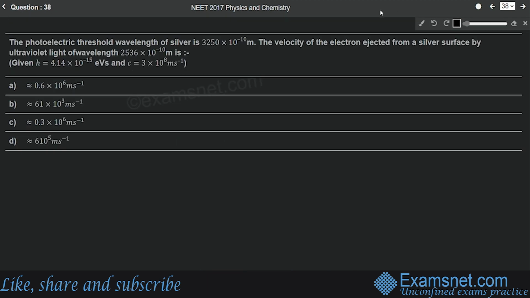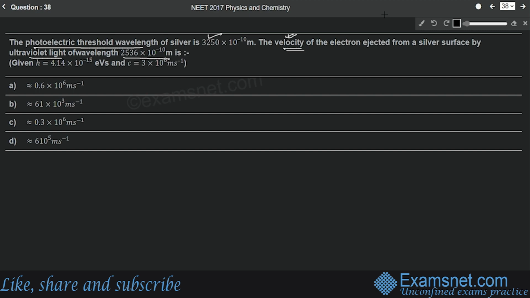Now question number 38 is from photoelectric effect, and the question is: the photoelectric threshold wavelength of silver is 3250 into 10 to the power minus 10 meter. The velocity of the electron ejected from a silver surface by ultraviolet light of wavelength 2536 into 10 to the power minus 10 meter is. Okay, we have to find out the velocity of the electron.